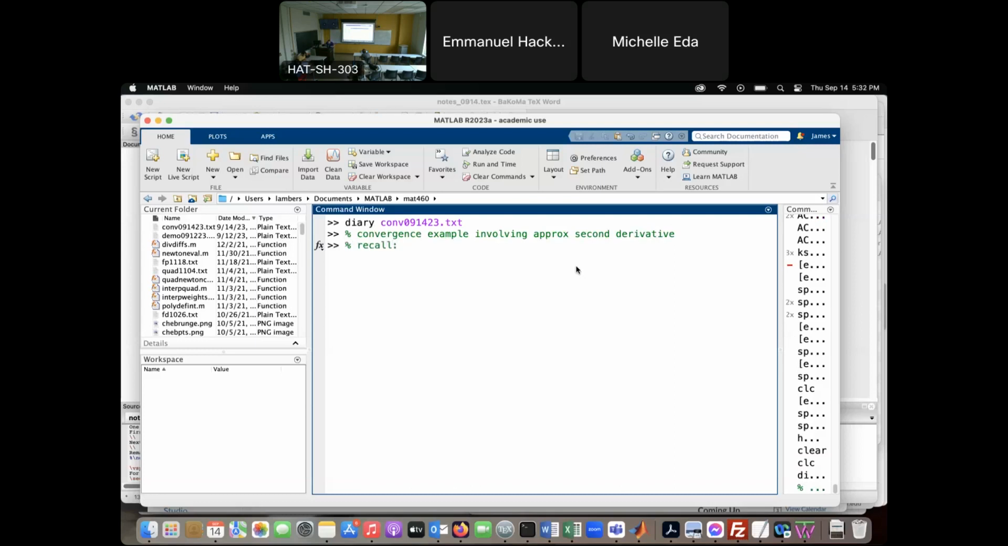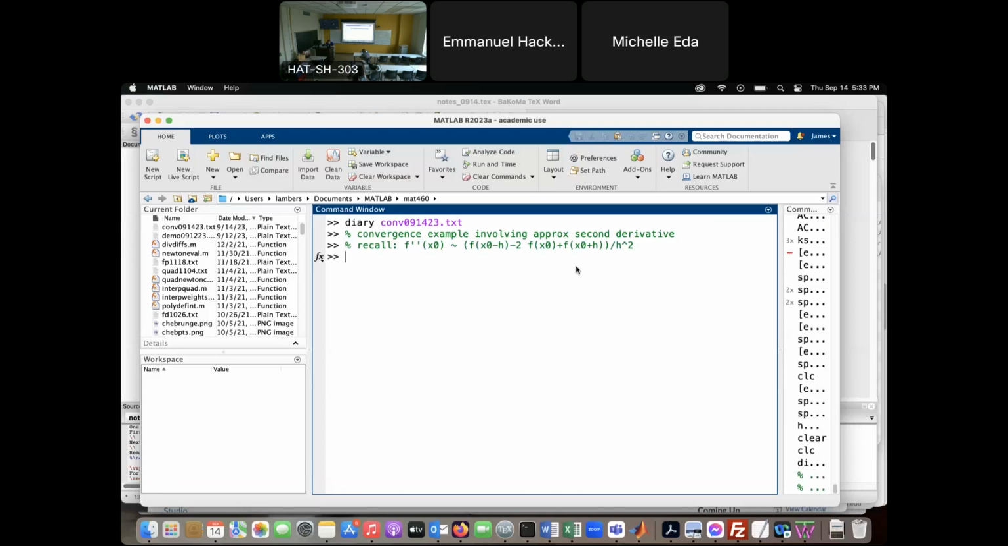So the approximation to the second derivative of a function at some point x naught is given by this expression: f of x naught minus h, minus 2 f of x naught, plus f of x naught plus h, all over h squared. So what I'm going to do is show you how this kind of approximation behaves for an example for which we know what the exact result is supposed to be.